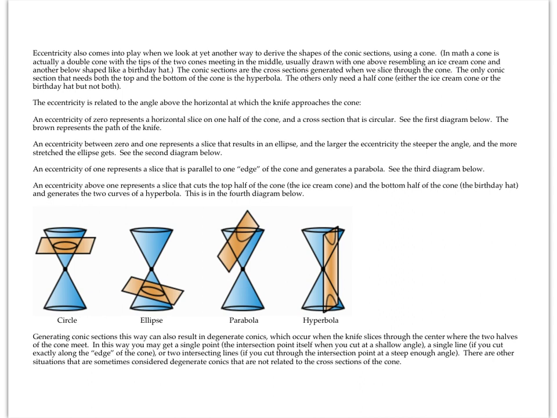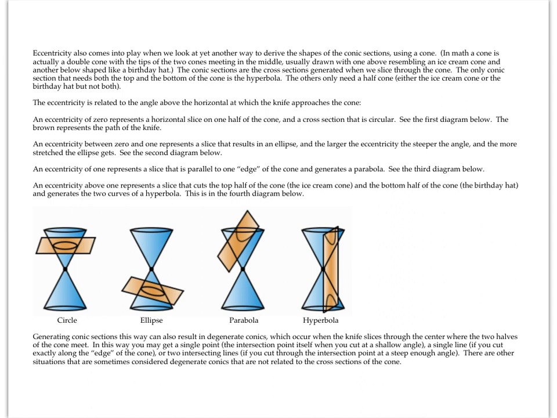And then finally, when you bring your knife in at an angle that's even steeper than the edge, so in this case straight up and down, you're going to cut both the top and the bottom halves of the cone, and that will give you your hyperbola. And again, that's an eccentricity of bigger than 1. So your angle is steeper than the angle for the edge of the cone that generated the parabola.